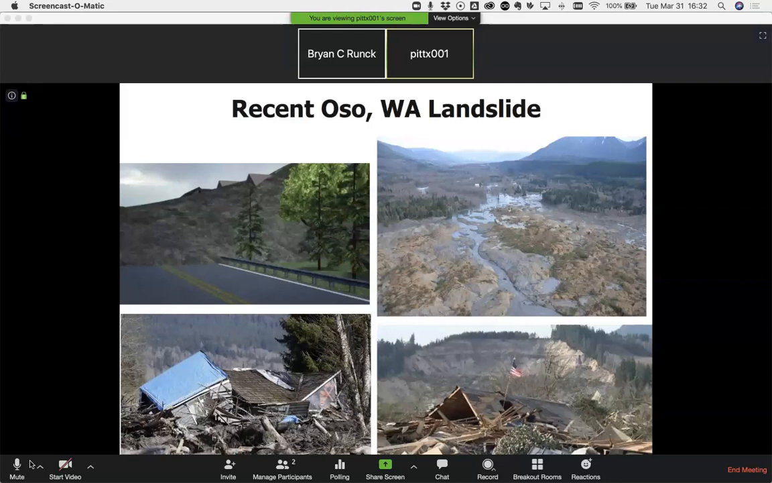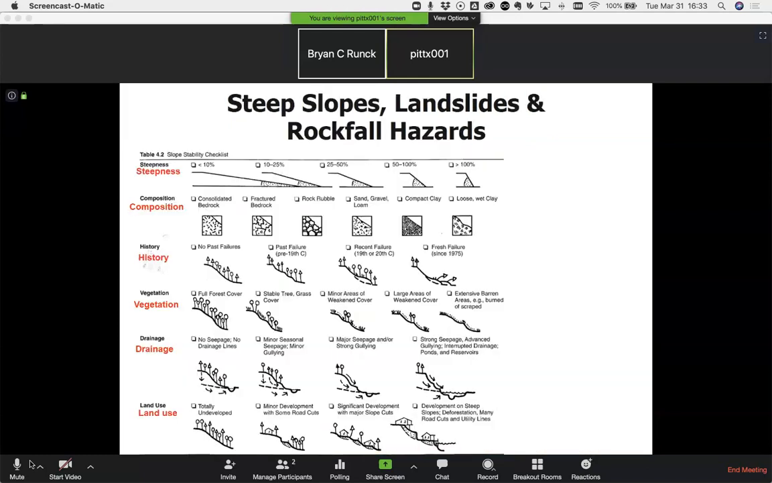Here you can see damage associated with the Oso, Washington landslide. And you can see a significant amount of the adjacent landscape is now underwater. Some of the structural damage you can see in the lower diagrams, and you can see the escarpment created by the rotational slide as the hillside broke away from its underburden.